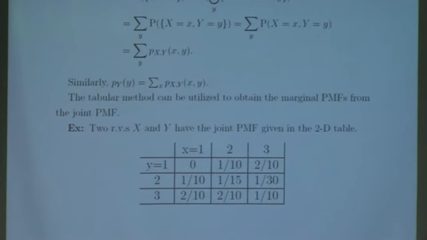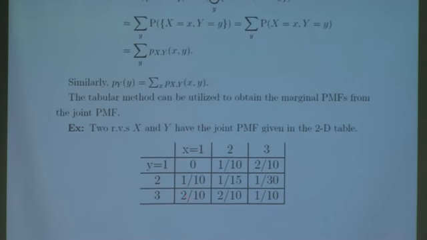For example, let's find the marginal PMF of X. The marginal PMF of X is a function, remember. So we need to compute it at every possible value that X can take. At x equals 1, what is the probability that X equals 1?